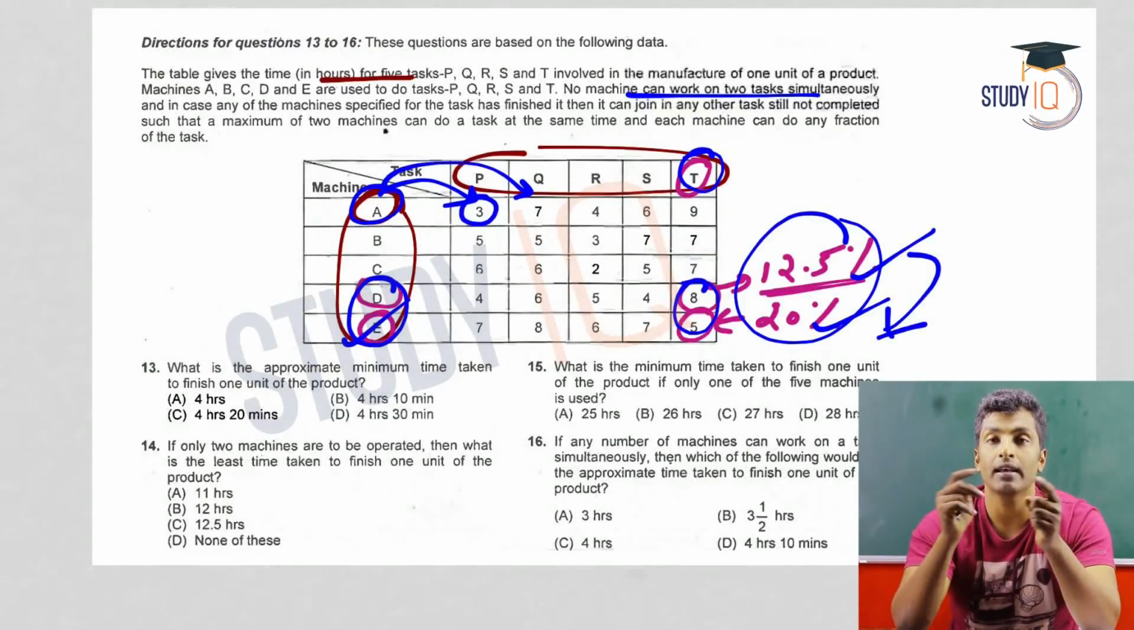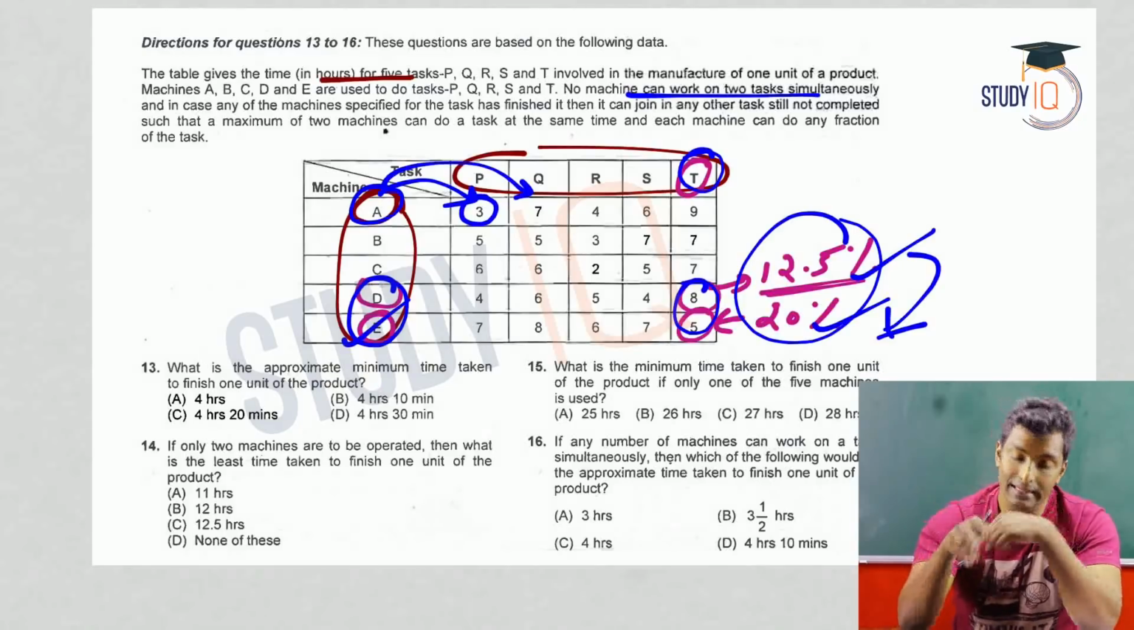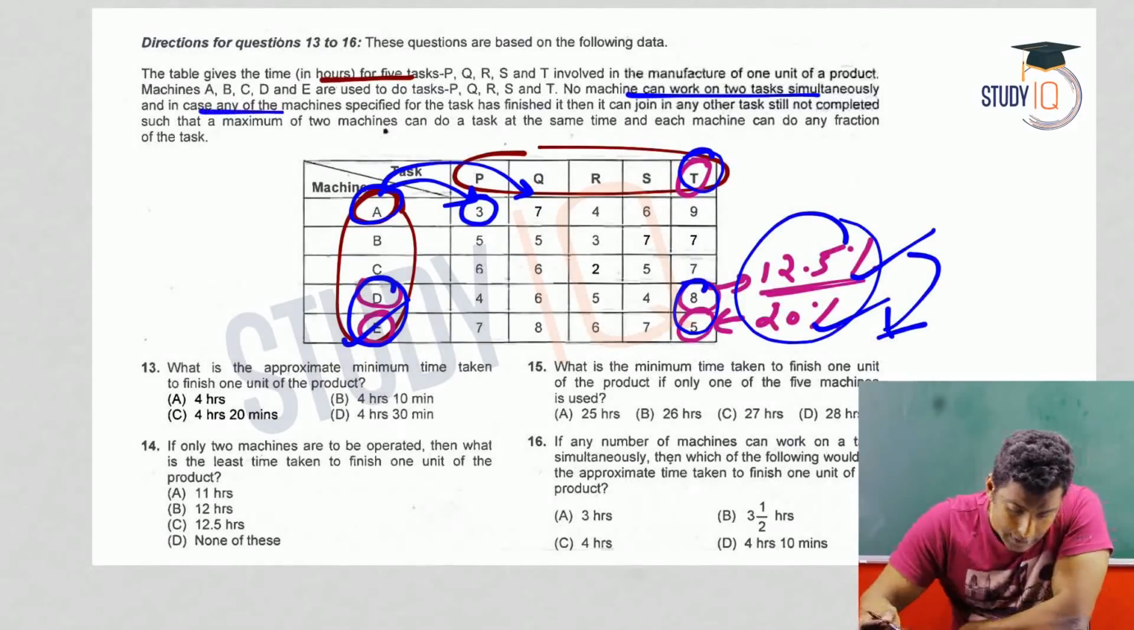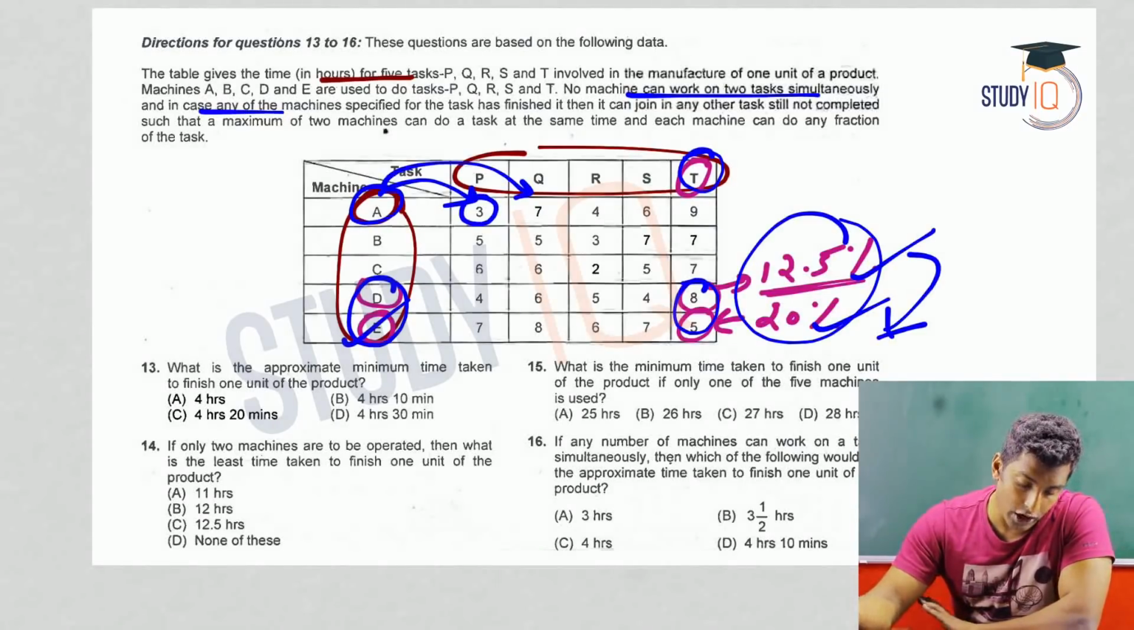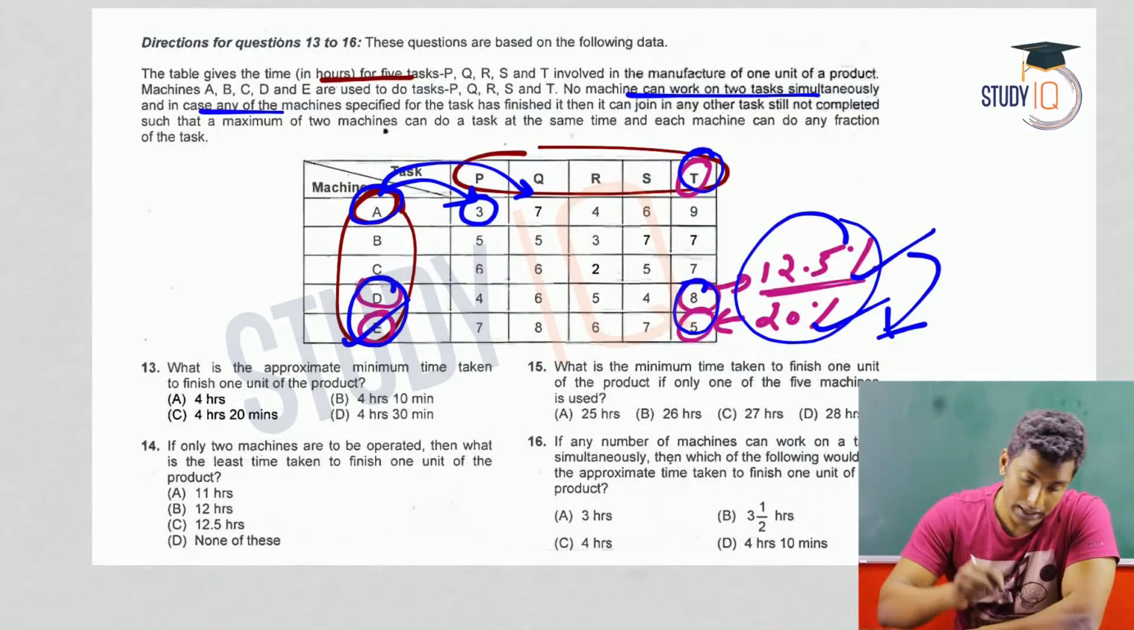That is what I mean to say. So one machine cannot do 2 tasks together. Let's see what else. In case any of the machines specified for the task has finished it, then it can join any other task still not completed. Okay, what does that mean?